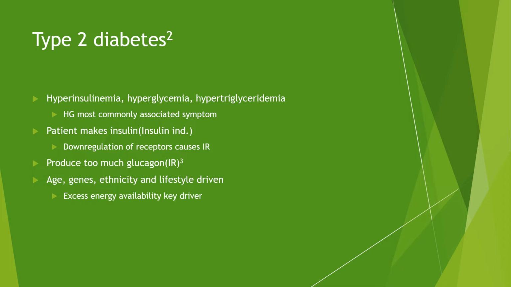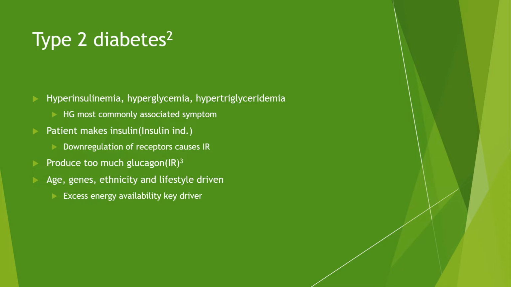In type 2 diabetes, the patient does make insulin. They're insulin independent. They don't need to take insulin, at least at the very beginning of the disease. But what happens is receptors on the cells of the insulin sensitive tissues decrease. And this makes those cells insulin resistant.